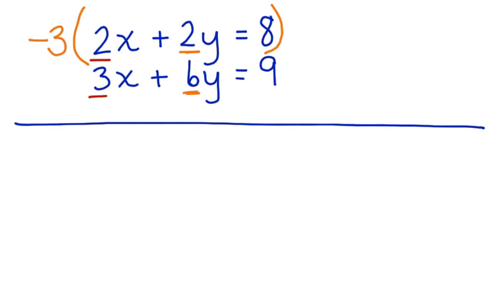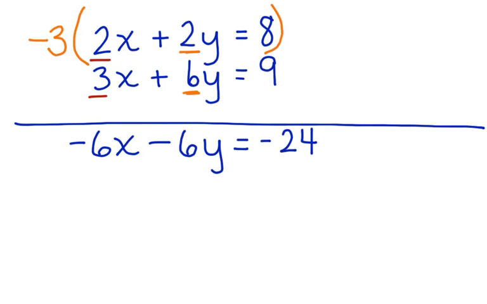Negative 3 times 2x gives me a negative 6x, minus negative 3 times 2y, is negative 6y, equals negative 24. Now the second equation, that's going to stay the same, and we'll bring that down. 3x plus 6y equals 9.